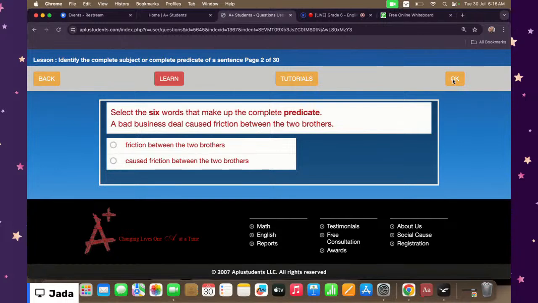All right. So this one says select the six words that make up the complete predicate. Please send in your answers, and please no fighting. Let's just pay attention. My bad business deal caused friction between the two brothers. I want all of you to send me your answers.